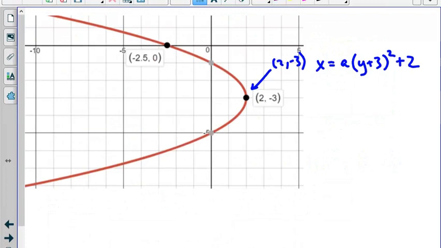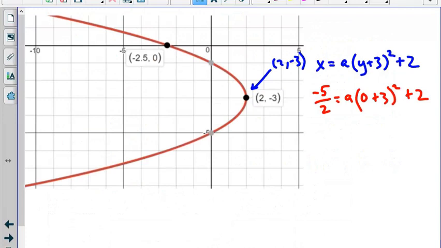So the good news is they gave us another point. That point is (-2.5, 0). So I'm going to substitute in -2.5 for x. That's the same thing as -5/2. And I'm going to substitute in 0 for y. And now we just solve for a.